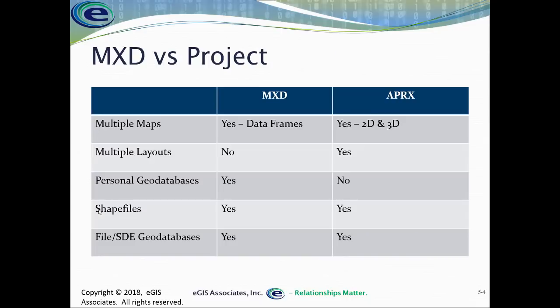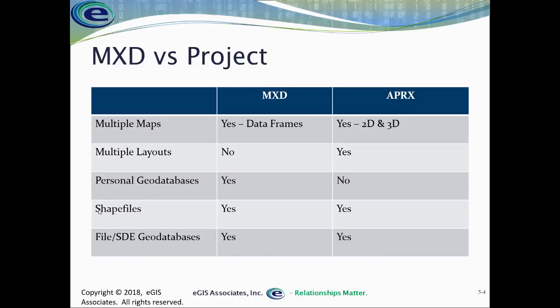Okay. Now, if we take a closer look at the difference between an MXD, that map document file that we create in ArcMap, versus a project file that we create in ArcGIS Pro, there are a couple of things that we need to note. So first off, the MXD can technically support multiple maps, but we call those data frames as opposed to maps. In ArcGIS Pro, we call them maps, and Pro supports both 2D and 3D maps, whereas ArcMap just supports 2D.